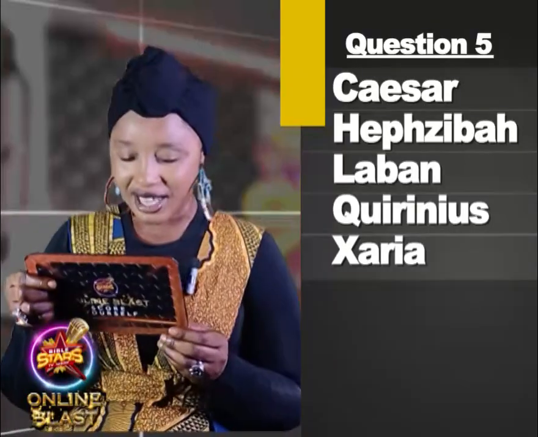5/5 is our deal. That's our business. If it's less than that, we'll go change them. The next one would be Caesar, Hephzibah, Laban, Quirinius, and Zariah as in X.